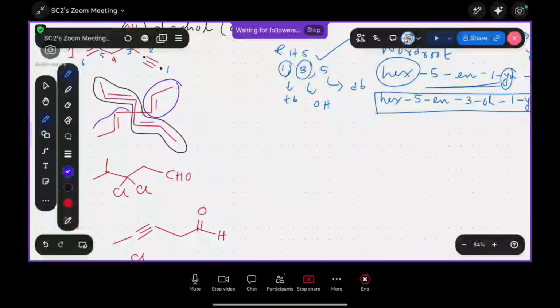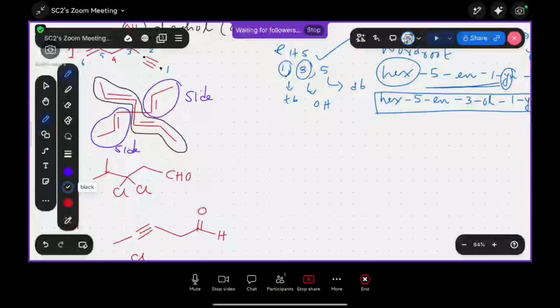These are the side chains. The ones that I have circled are the side chains. Now let's number it and start writing the IUPAC nomenclature.